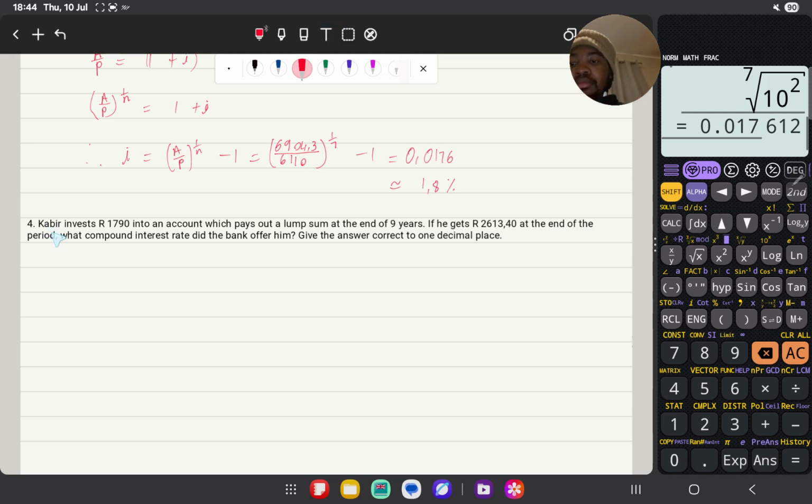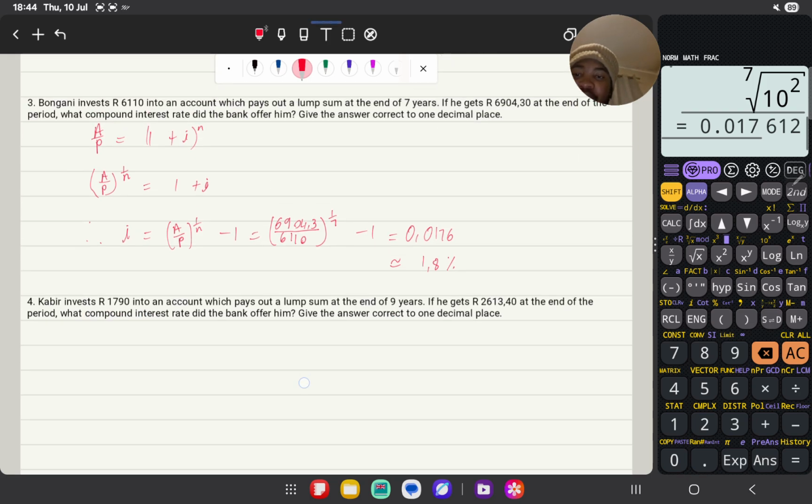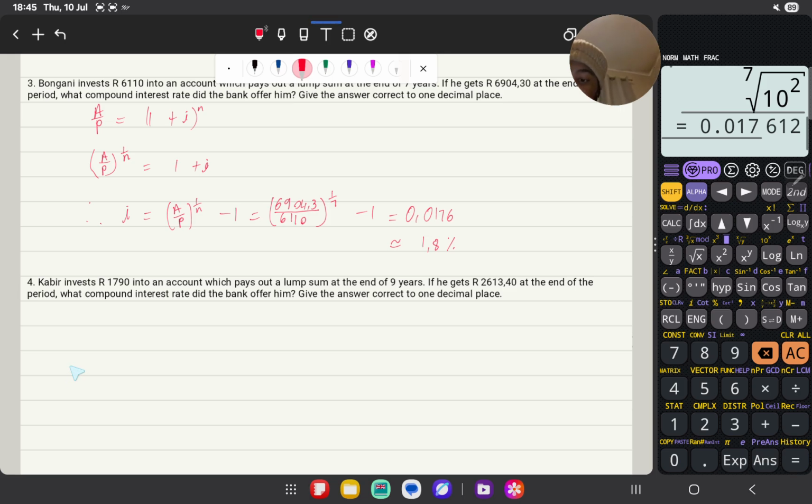I don't know whose name I wanted to use here, but this gentleman invests 1,790 in an account which pays a lump sum at the end of 9 years. If he gets this much at the end of the period, what compound interest rate is the bank offering? So it's the same question. So I'm just going to use the same formula to say I equals A over P to the power of 1 over n minus 1. This is how much we had.